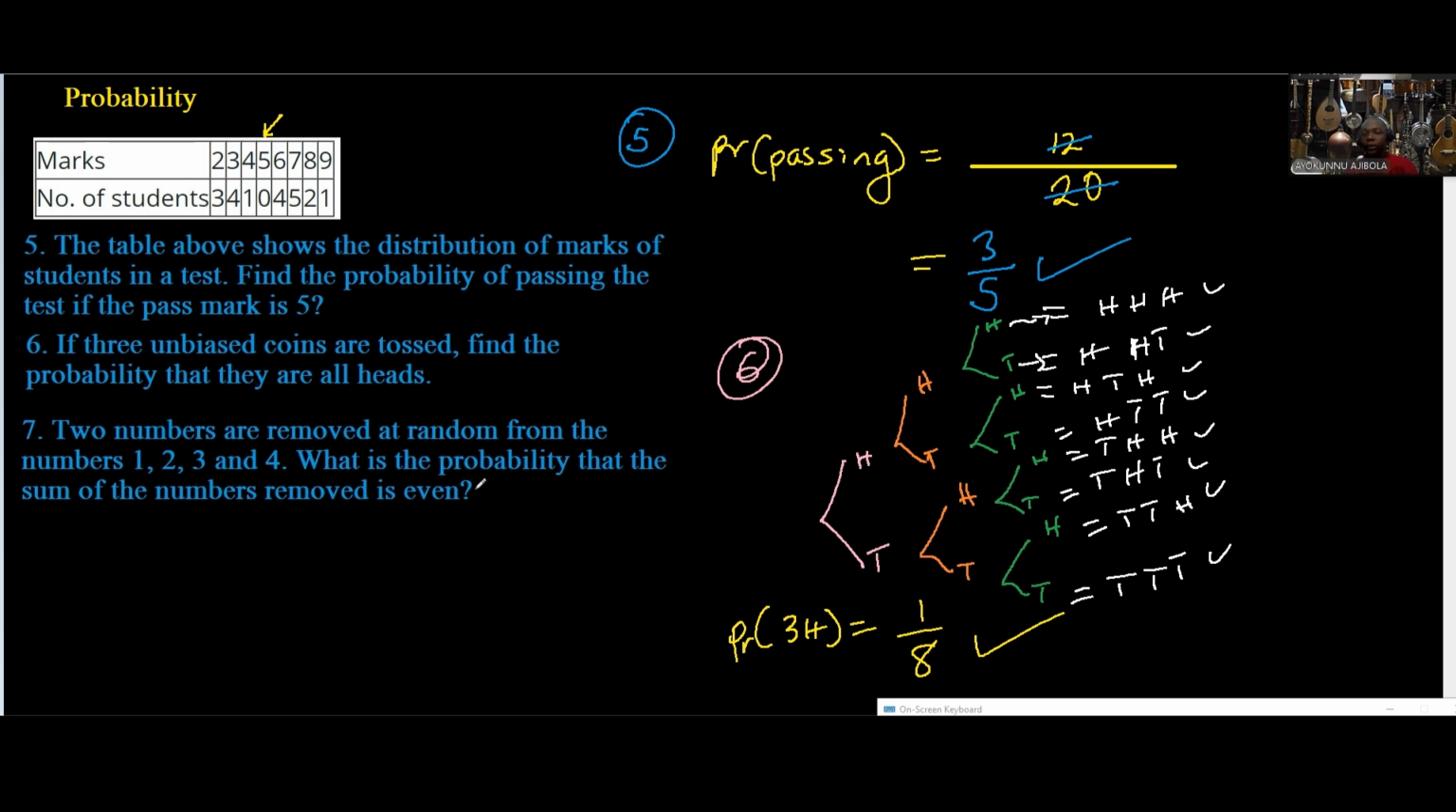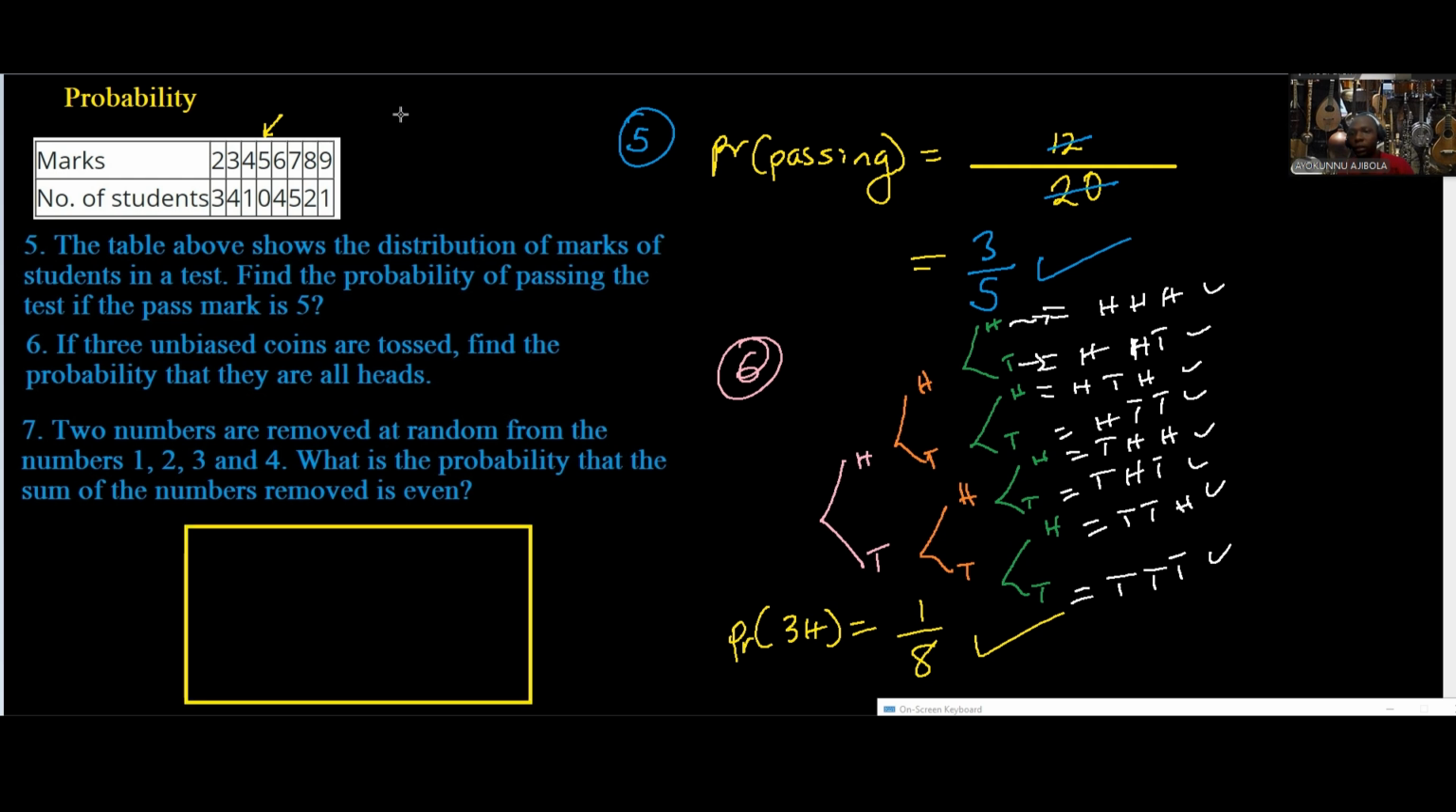And the last one says two numbers are removed at random from the numbers 1, 2, 3, 4. It does not say whether it is without replacement, so we assume it is with replacement. Okay. Yes, sir. So what we need to do is to get our sample space out here.